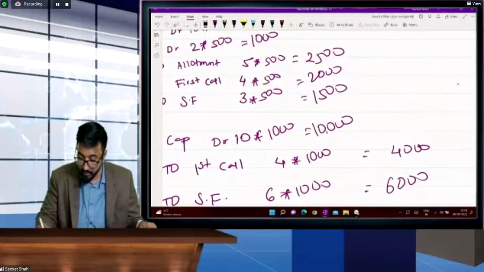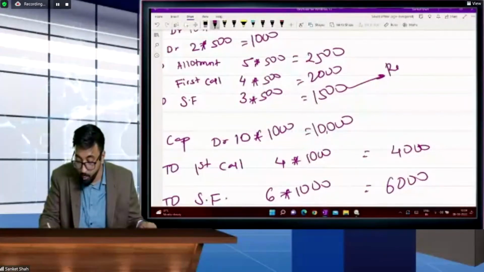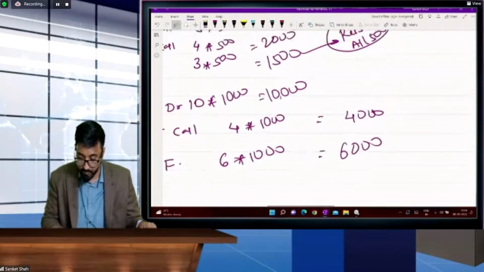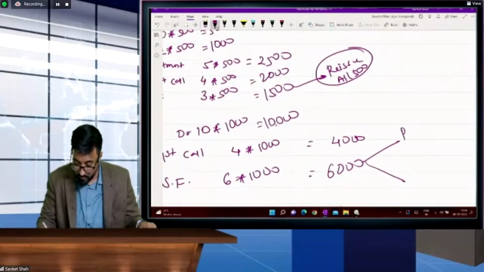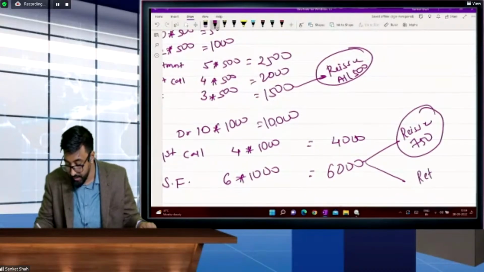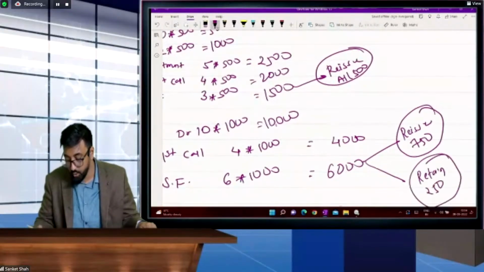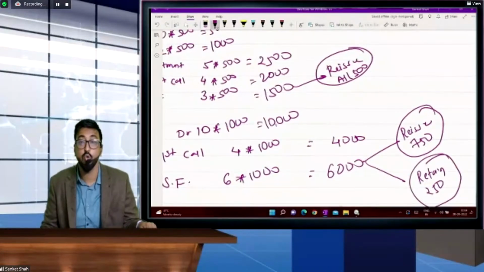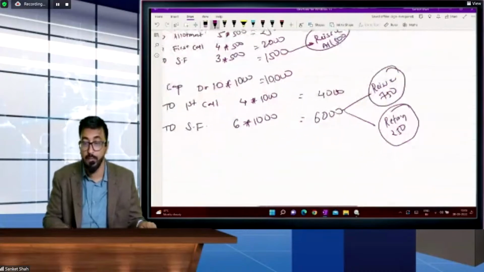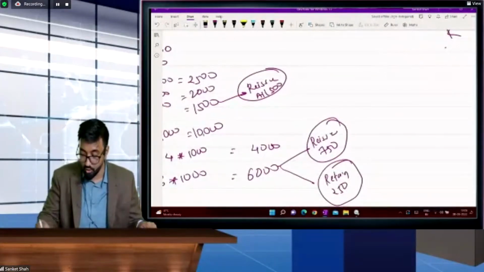So now it's very important. Ram's whole shares were reissued, all 500. Reissue 750 and retain 250. How many reissued? All 500 of Ram's, plus 750. Reissue 750 and retain 250. Okay, so 250 is not yet reissued.